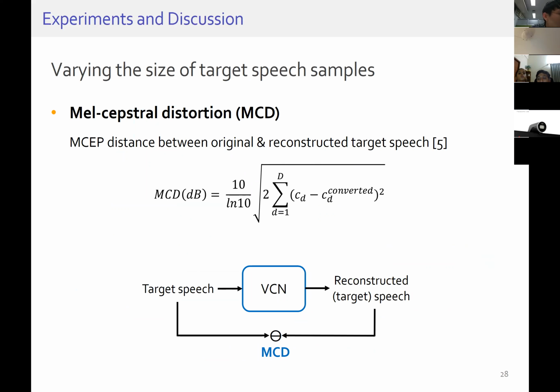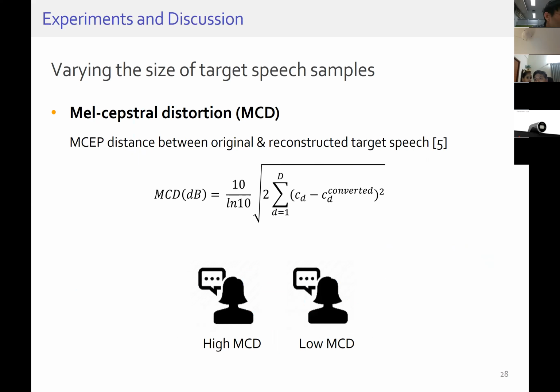Next experiment is varying the size of target speech samples. As an indicator of performance, we used Mel-cepstral distortion, MCD. MCD measures the MCP distance between reconstructed target speech and original target speech. For reference, here are the speech samples of high MCD and low MCD.